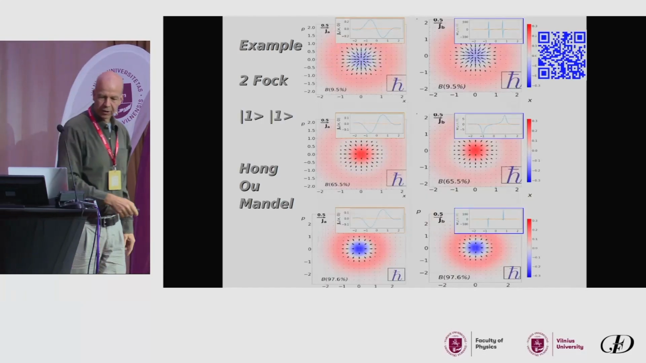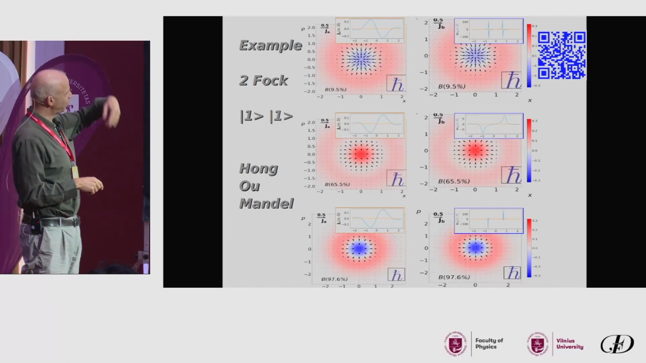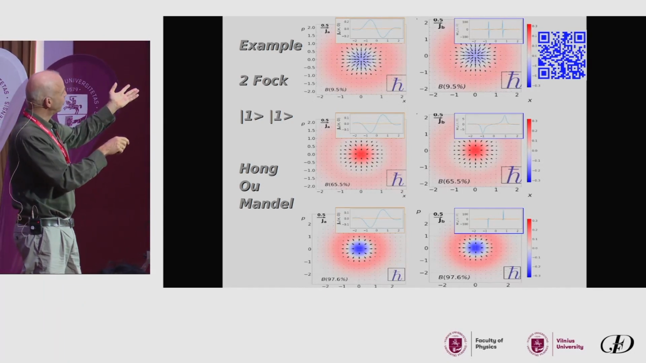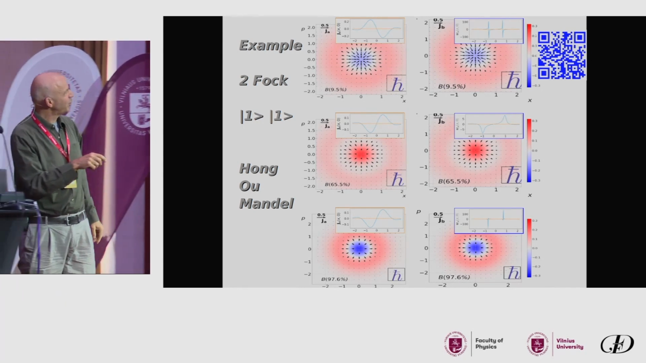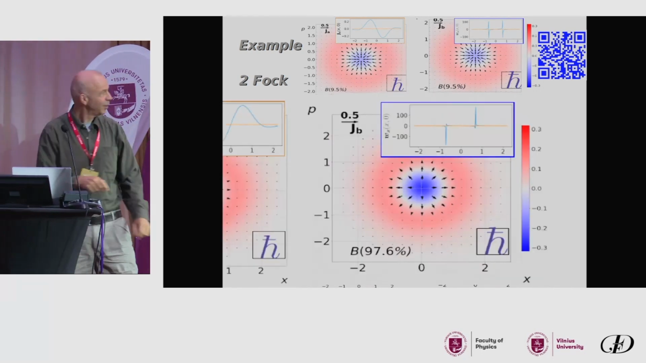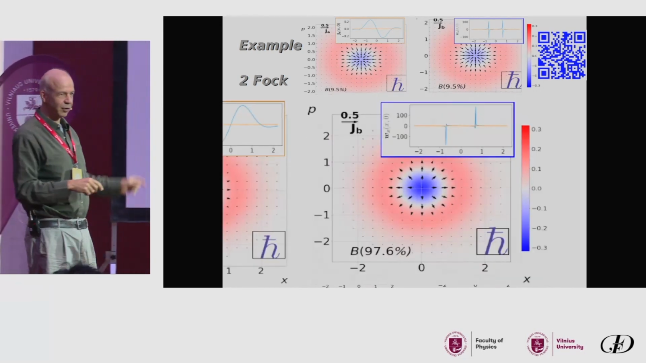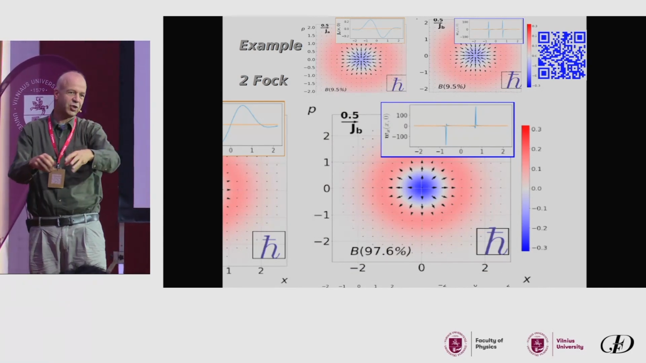And here the famous, well-studied Hong-Ou-Mandel experiment, but with a new little twist. You put in two single-photon Fock states. And then what you see is, because the Wigner distribution has zeros, the velocity field develops singularities. So this is one manifestation of this singular volume change.